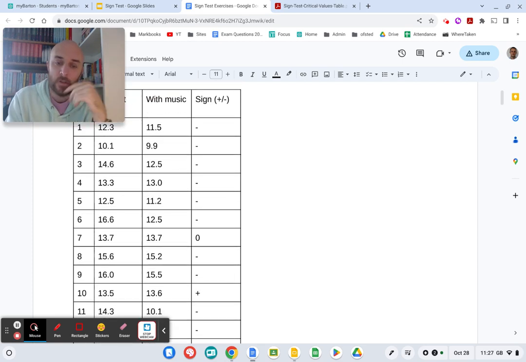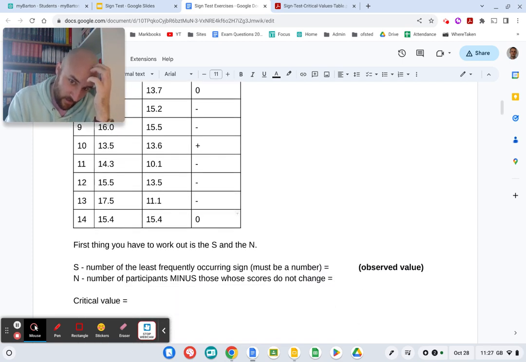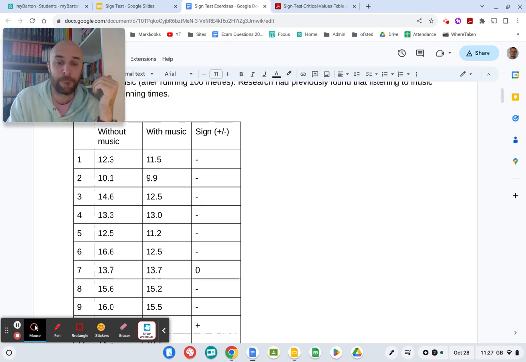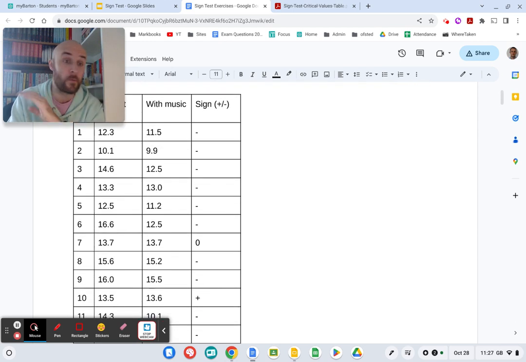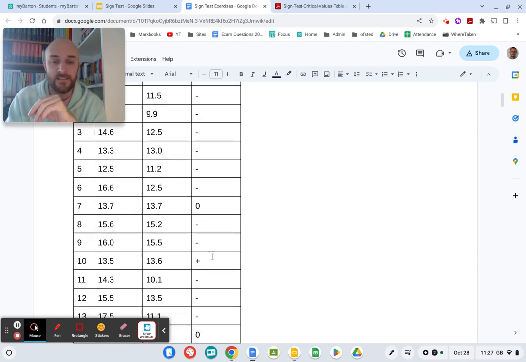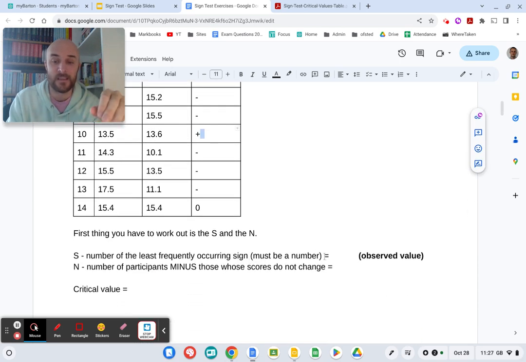The first thing we need to do is work out what the S and the N are. Now, remember, the S is the number of the least frequently occurring sign. So let me ask you, what is the least frequently occurring sign? Ignore the zeros. Completely ignore the zeros. They are dead to you now. The least frequently occurring sign in this case are the pluses, and there's only one of them. So S equals 1. There you go.